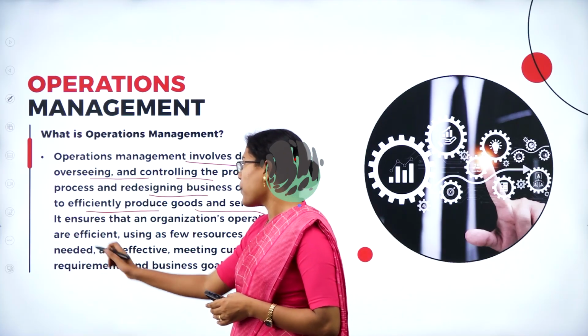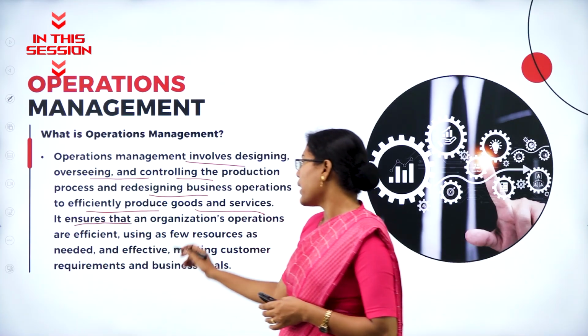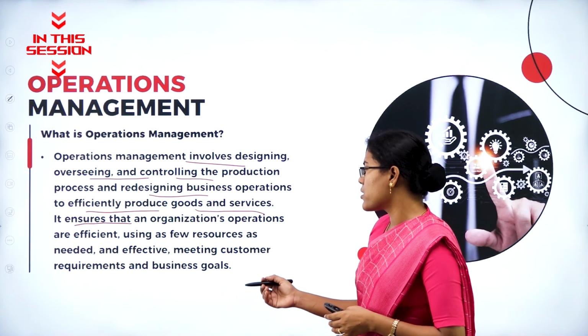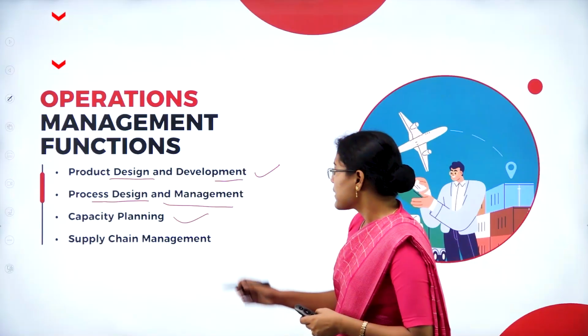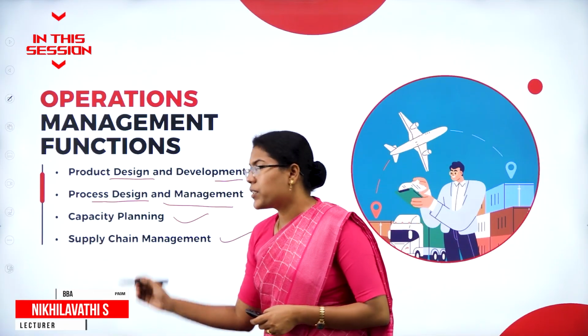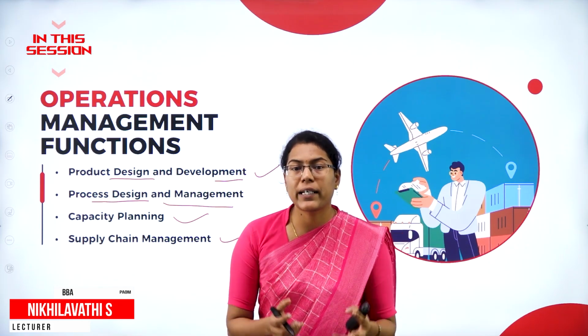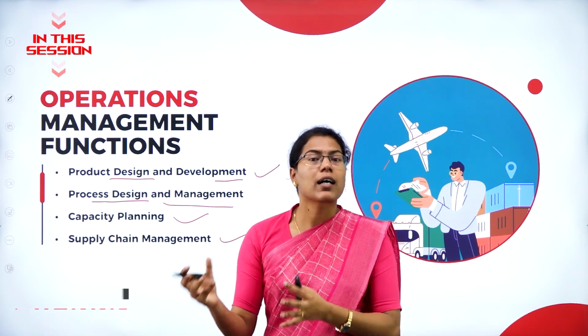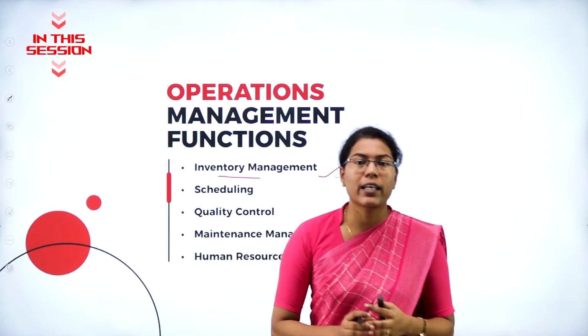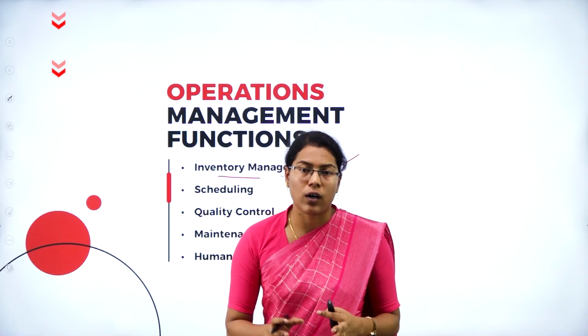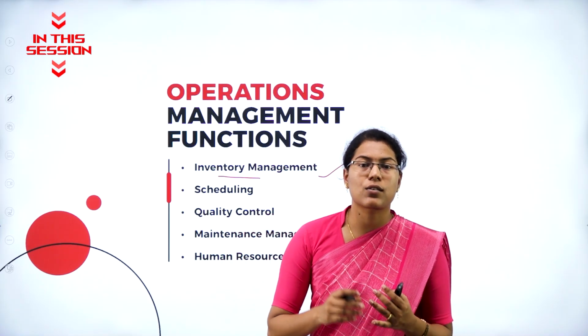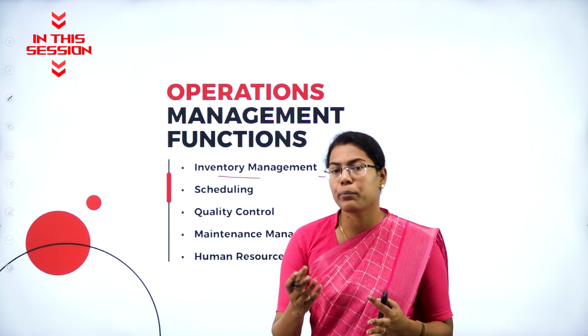and operations management ensures that an organization's operations are efficient. Supply chain management. So this function involves the flow of information and materials from suppliers to the customers. So generally inventory includes all kinds of stock, whether it is raw materials or finished goods or the work in progress.